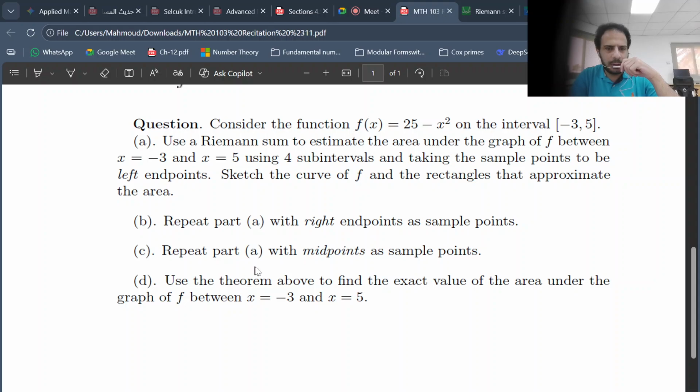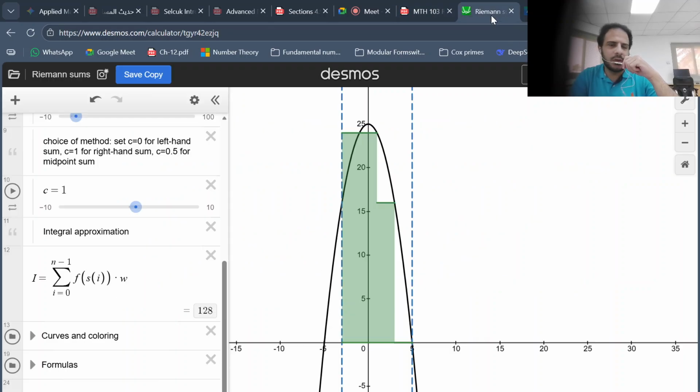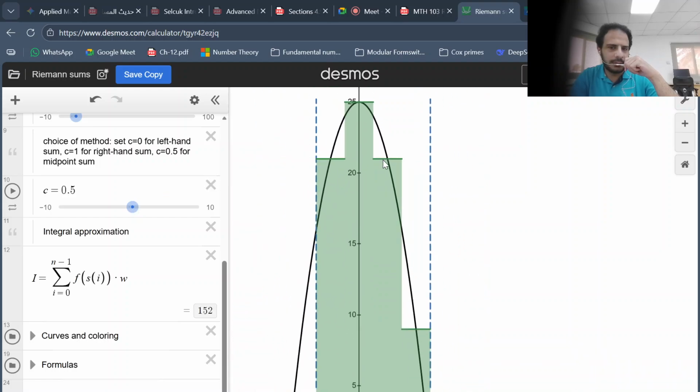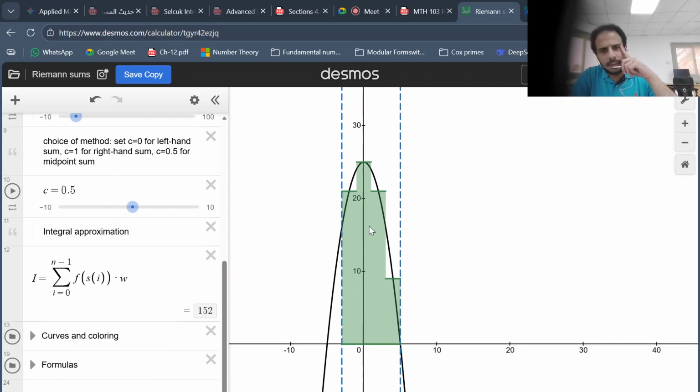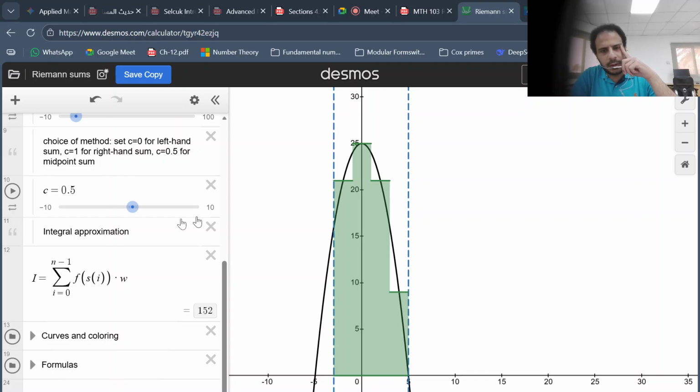Now the next part, use midpoints. Let's use midpoints. Now you put it 0.5. I mean midpoint, you get 152. What do you think? Is it good?